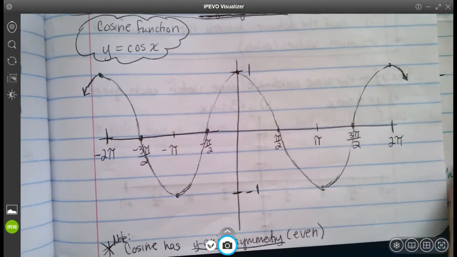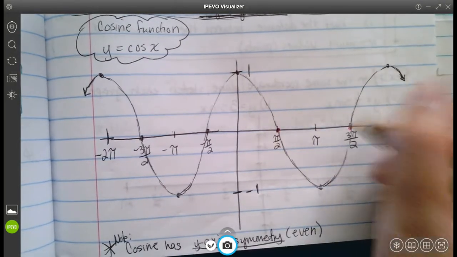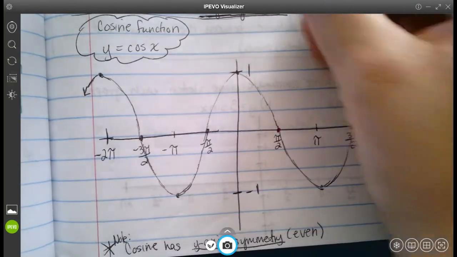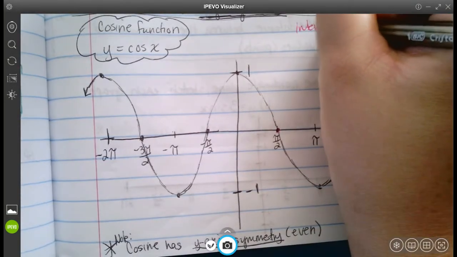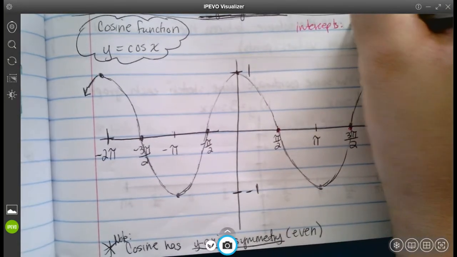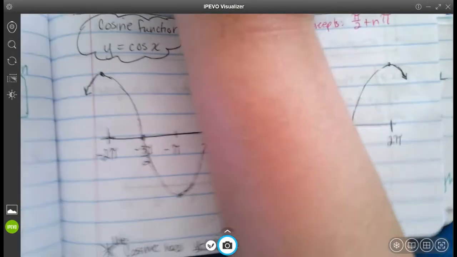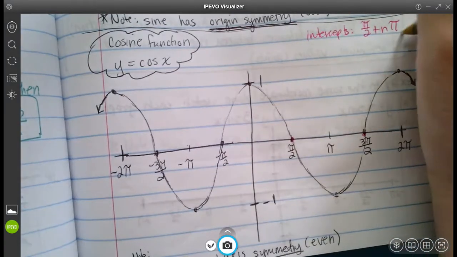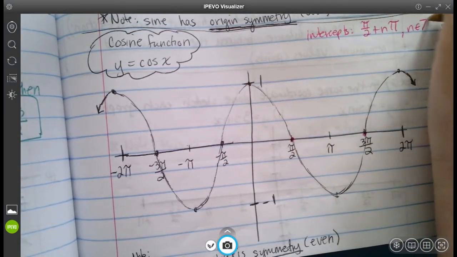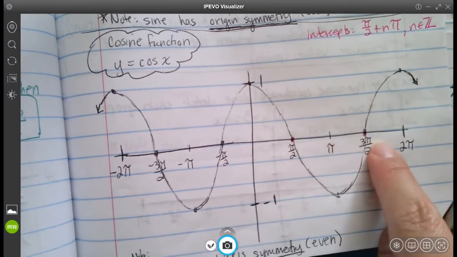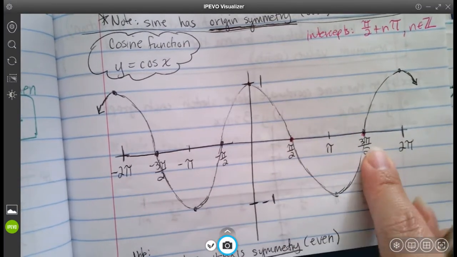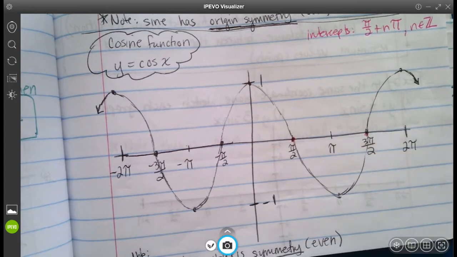And just like the other one, we have our intercepts. We have intercepts at every pi half. So in this one, we can think of it like the following: pi halves plus n pi, where again, n is an integer. If I take pi halves and add 2 pi to it, I will land on another intercept here on the x-axis, another 0. My minimums and maximums, I have those as well. I'm not going to label every point, I'm just going to show you.